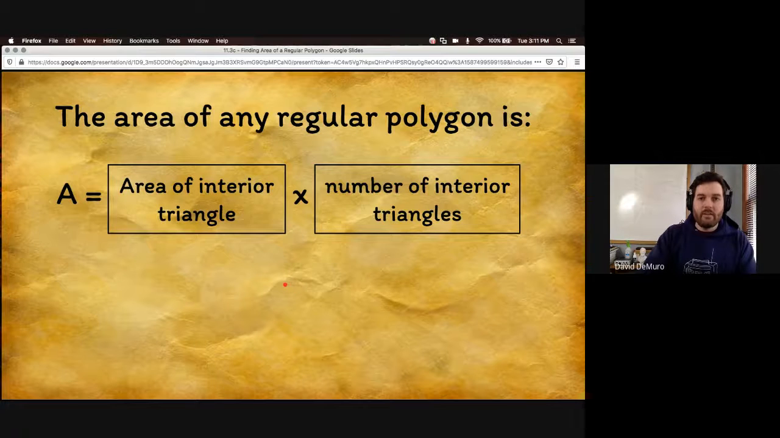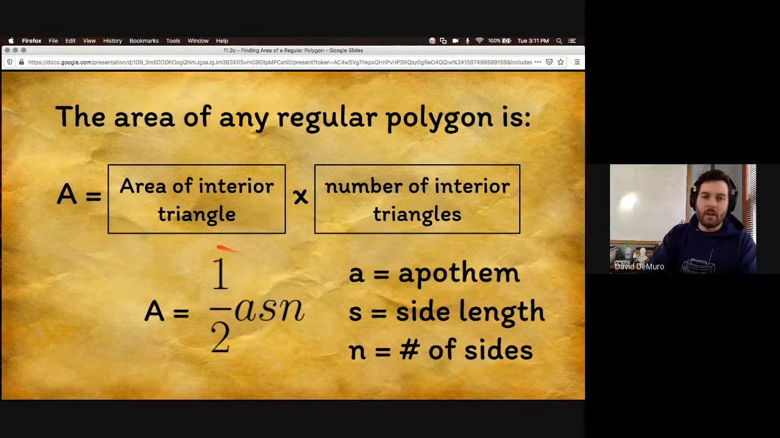The area of any regular polygon, you can think of it in this way. The area is the area of one interior triangle times the number of interior triangles. And you could always think of it that way if you want to. Well, I'm going to show you this shortcut formula that takes this and puts it into terms of the apothem and the side length and all that.